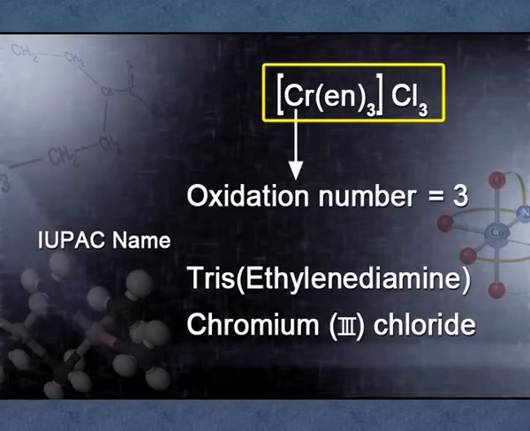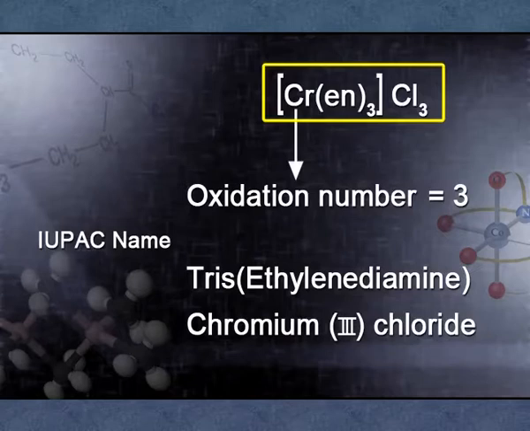So, we have to name this complex in this way. First, we have to find out the oxidation number of chromium in this complex. The oxidation number will come to 3, and the ligand is ethylene diamine, that is a neutral ligand. As the number is 3, we have to say tris. Then in the bracket we have to write tris, and then the bracket will start with ethylene diamine.